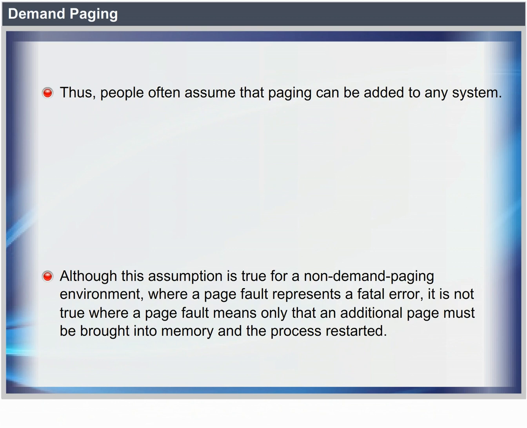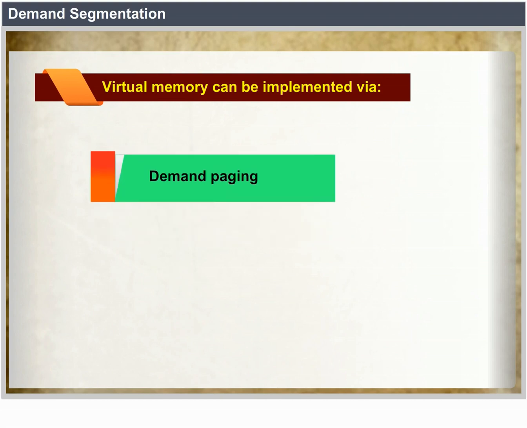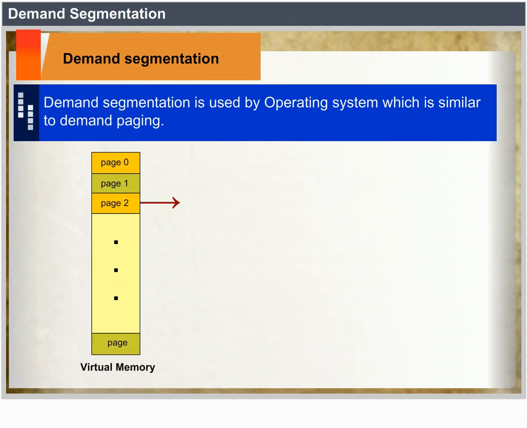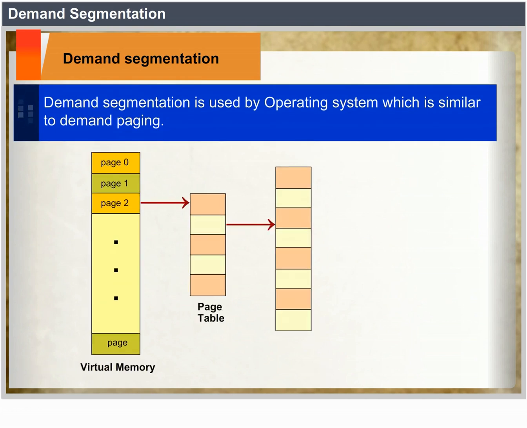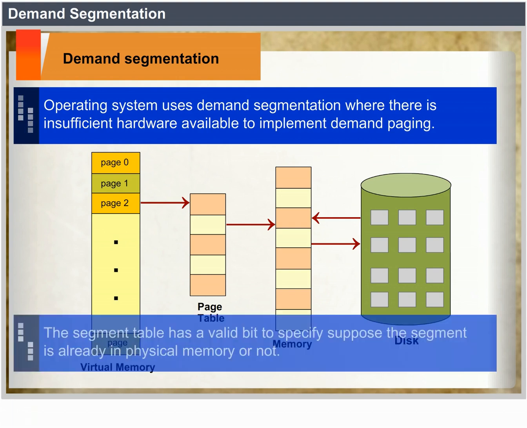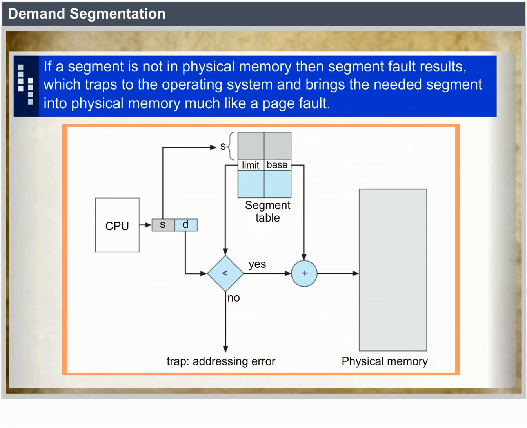Demand segmentation. Virtual memory can be implemented via demand paging or demand segmentation. The operating system also uses demand segmentation, which is similar to demand paging, where there is insufficient hardware available to implement demand paging. The segment table has a valid bit to specify if the segment is already in physical memory or not. If a segment is not in physical memory, then a segment fault results, which traps to the operating system and brings the needed segment into physical memory, much like a page fault.